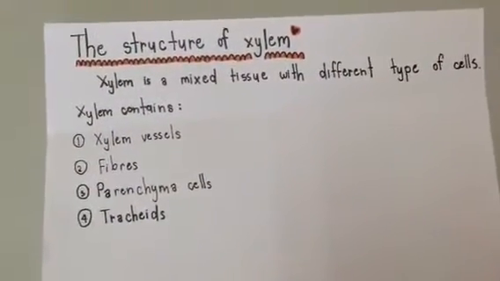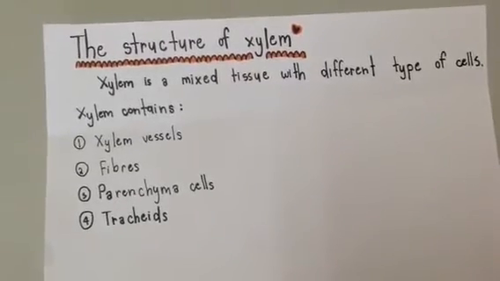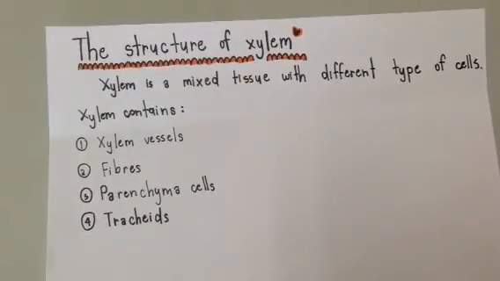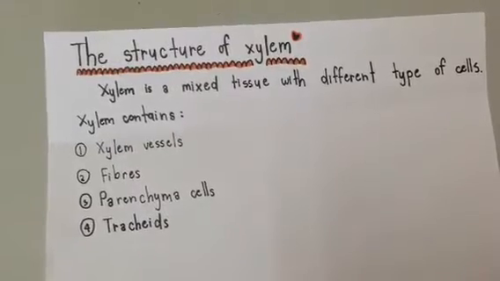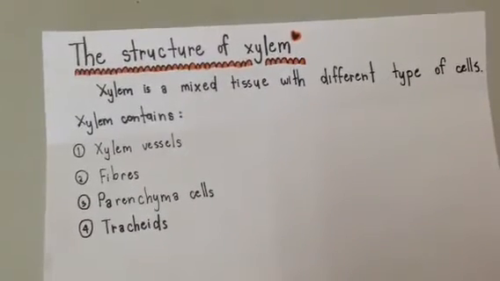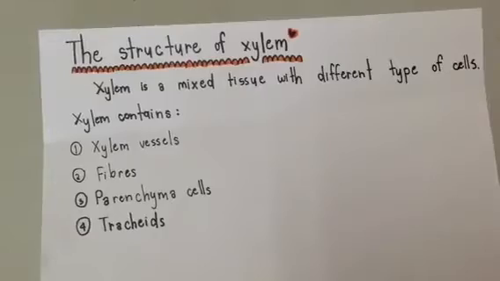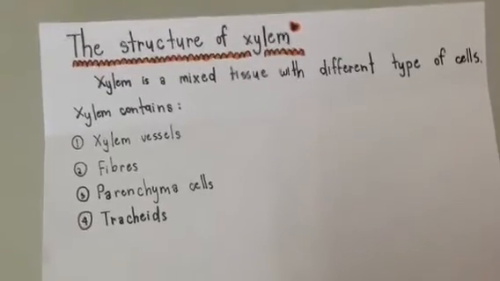The xylem is a mixed tissue with different types of cells. The xylem contains 1. Xylem vessels, 2. Fibers, 3. Parenchyma cells, and 4. Tracheas.